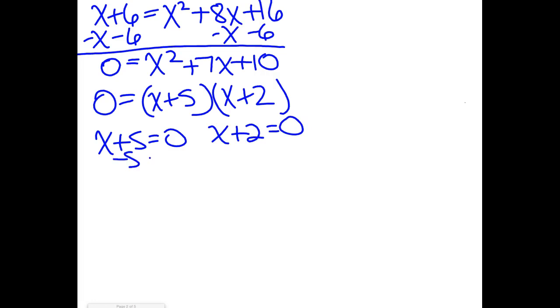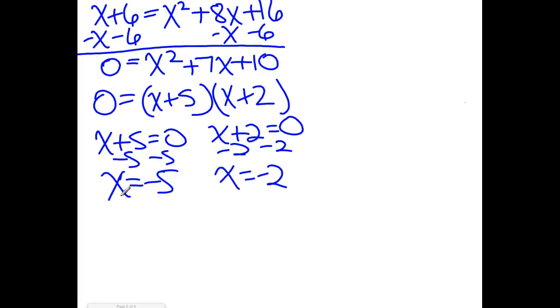So I'm going to minus 5 on both sides. All right, sorry. So we're going to minus 5 on each side. Okay, there we go. All right, this one, x is going to equal negative 5. And I'm going to subtract 2, and this x is going to equal negative 2. Now, reminder, ladies and gentlemen, I need you to check.